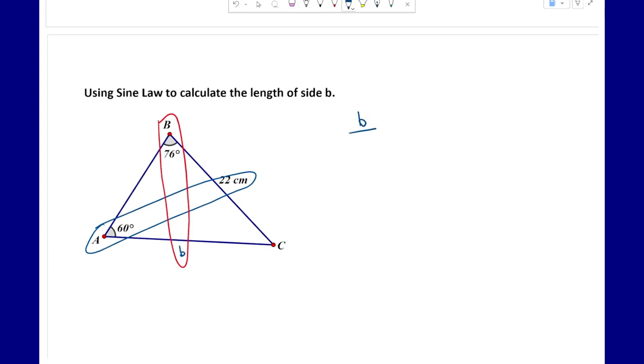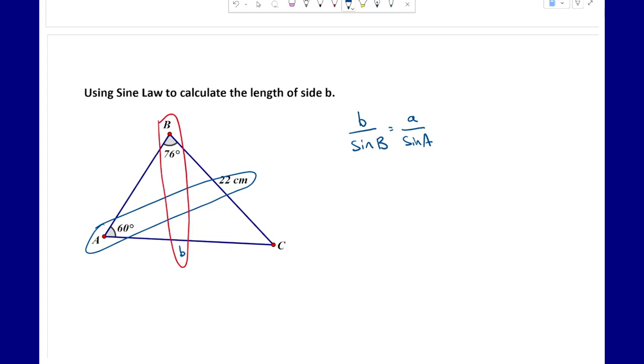So I'm going to start with B over sine B. And I'm going to use A, so little a over sine A. Your two fractions have to be consistent. So if one has the side length on top or the lowercase letter on top, so does your other fraction.